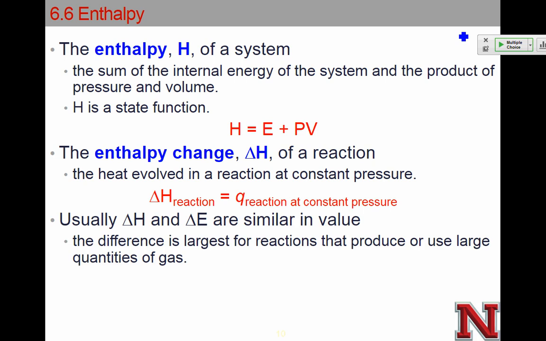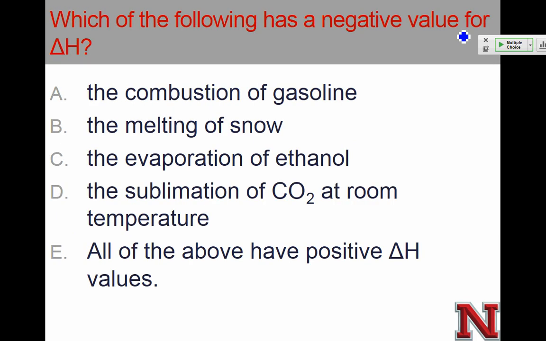Usually delta H and delta E are similar in value, but it can be different, especially if we produce or use large quantities of gas, because that's going to affect the pressure a lot. So if we produce a large quantity of gas in a closed system, that's going to increase the pressure a lot. If we're using a large quantity, that's going to decrease the pressure a lot. And when pressure is not constant, that's going to affect how delta E and delta H look. But for a lot of cases, our change in energy and our delta H can be very similar. So we're going to talk a bit about delta H and relate it to reactions.